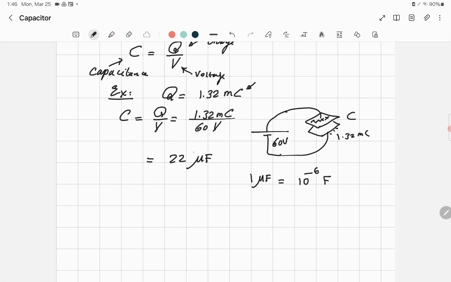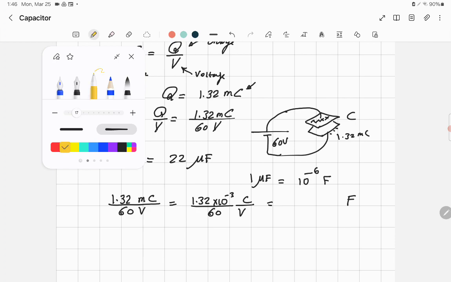So if you ask how we found the 22, I'll make it now step by step to show. 1.32 millicoulomb divided by 60 volts. First, you're going to convert millicoulomb to coulomb by multiplying by 10⁻³. So you have 1.32 times 10⁻³ coulomb divided by 60 volts. That will give you the answer in farad, because when you divide 1 coulomb by 1 volt, it gives you 1 farad.